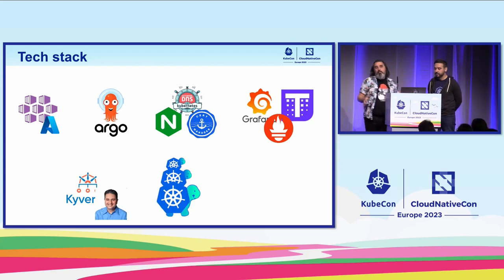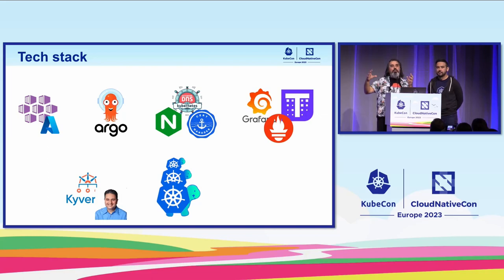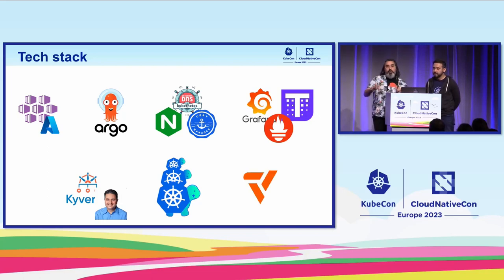And of course, Cluster API. Cluster API is also a great project. It's been developed for a few years now, and it's really what enables the automation side of things. And of course, vClusters, because they are awesome and they are fast, they spin up quick.